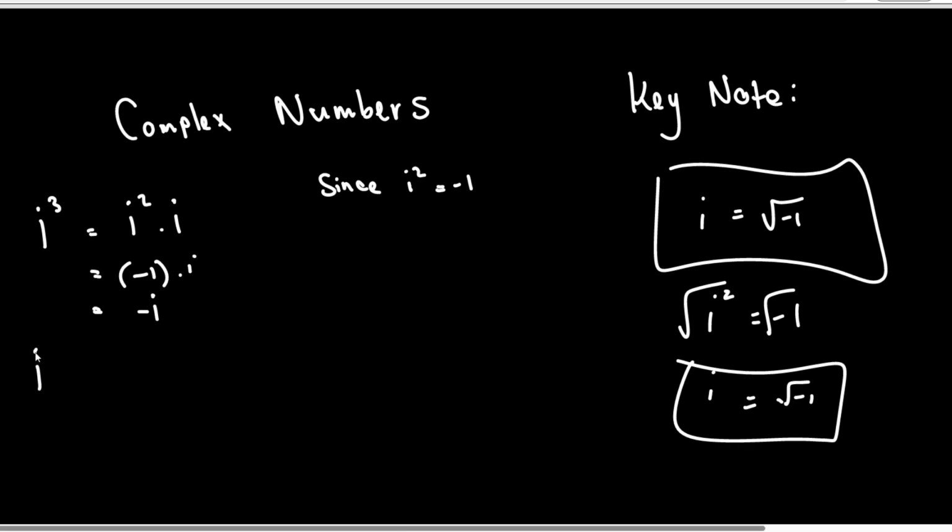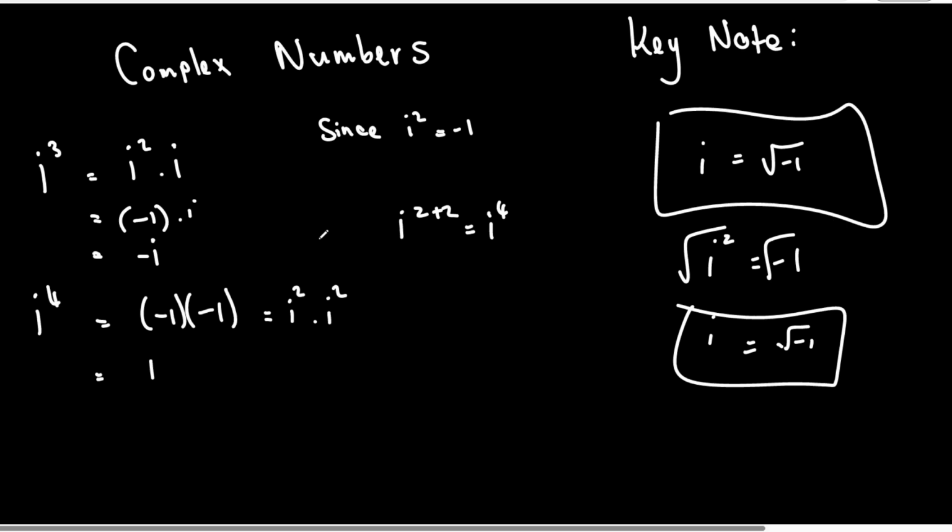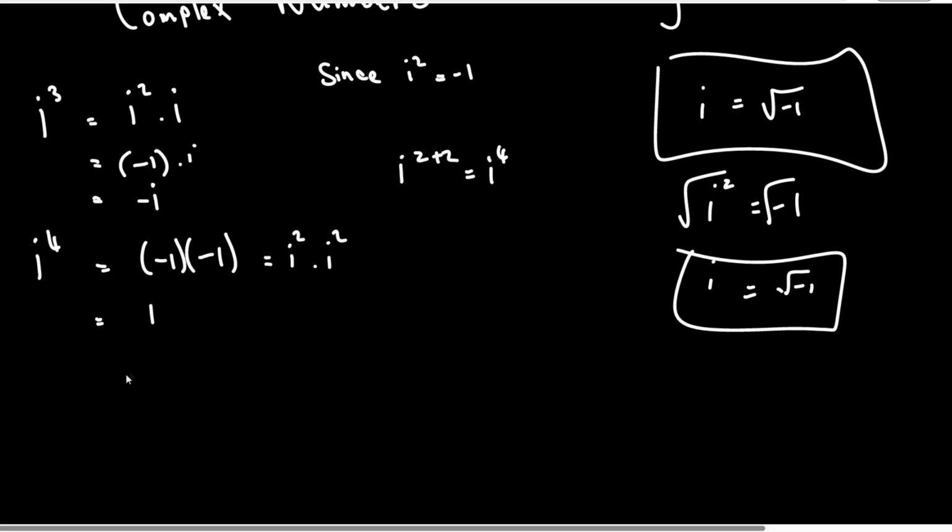Let's do one more example. Let's say we have i to the 4. Well, we can break this up into i squared times i squared, and we know that i squared is -1, so we have -1 times -1. Remember, when we multiply exponents with the same base, they just add together, so 2 plus 2 is 4, which is the same as this particular question. And then we get 1. Okay, very, very easy. Let's move on to the next important point.